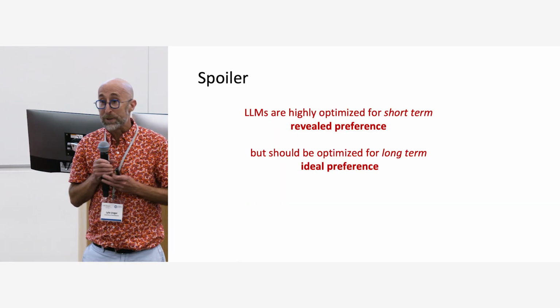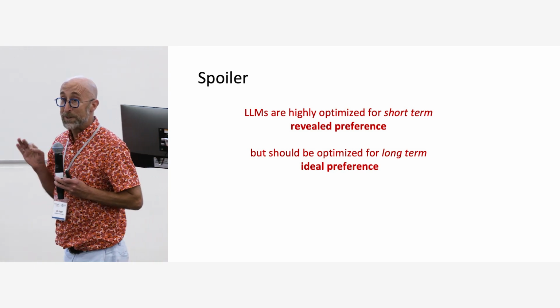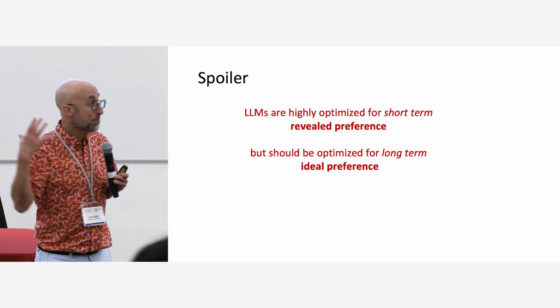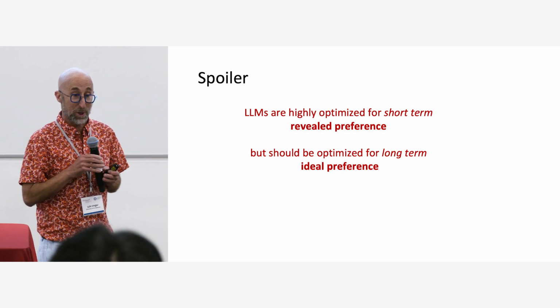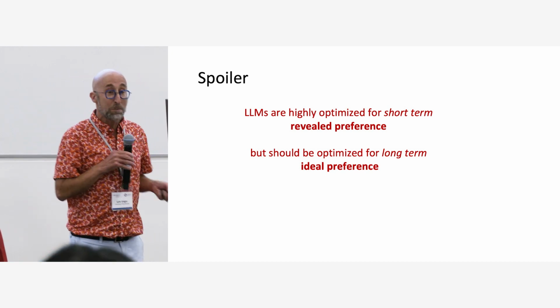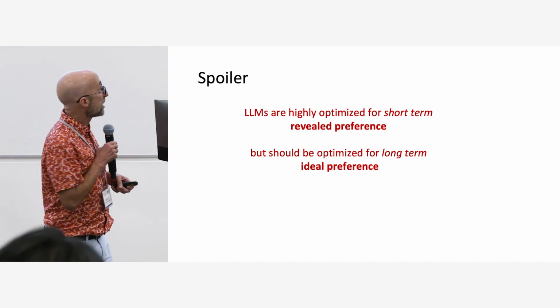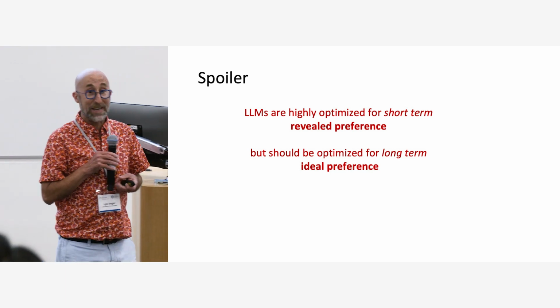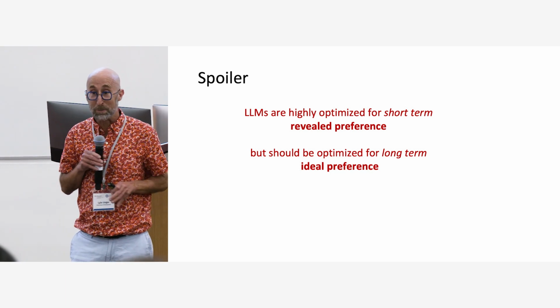So I want to tell you about alignment from the standpoint of positive psychology meeting computer science, a little bit about how people currently do alignment, which is mostly, I think, wrong. Spoiler: large language models are really optimized, I'll talk in detail, for the short-term, immediate, revealed preference. We heard about that this morning. And they should be optimized in ways I want to talk about for long-term ideal preference. We'll talk about problems there too.